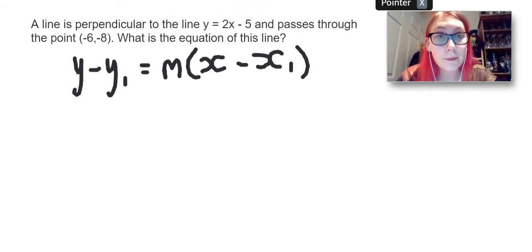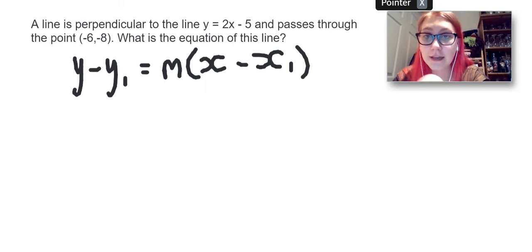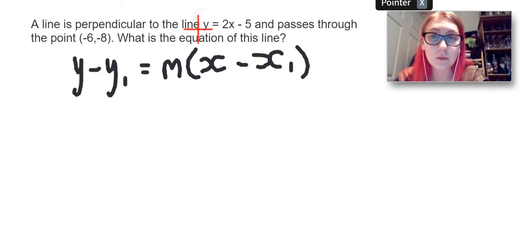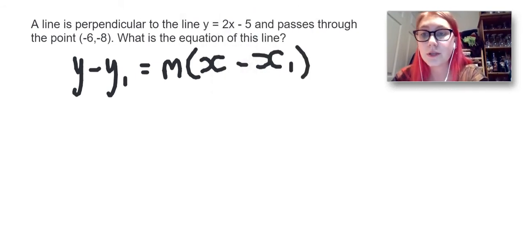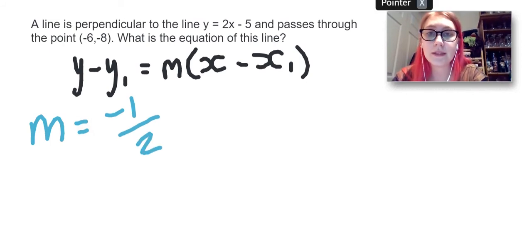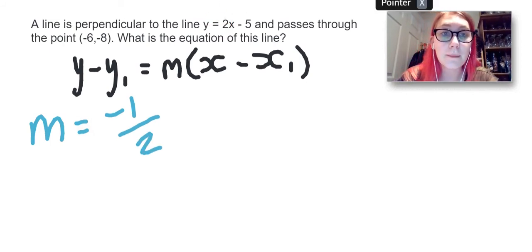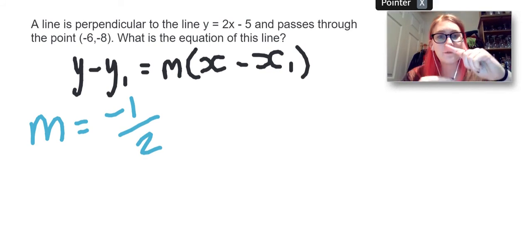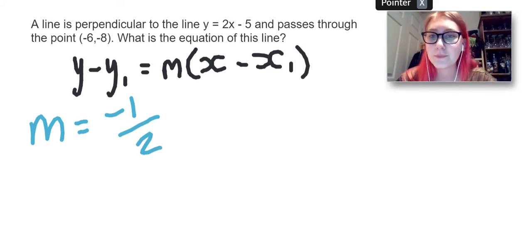And if you remember, when we're looking at perpendicular gradients, they multiply to equal minus 1. So if the gradient of this line is 2, reading this as y equals mx plus c, we know that this bit here represents the gradient. So the gradient of our line has to be minus 1/2, because that's what we multiply by 2 to get minus 1. I've also described it as flipping it and putting a minus sign on.